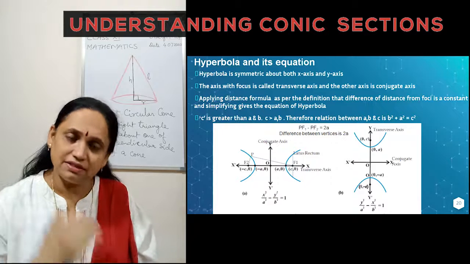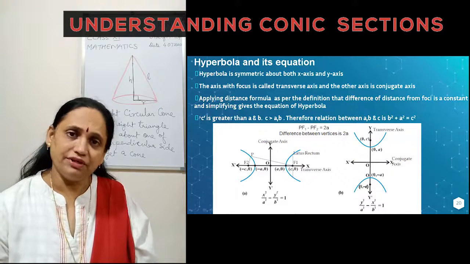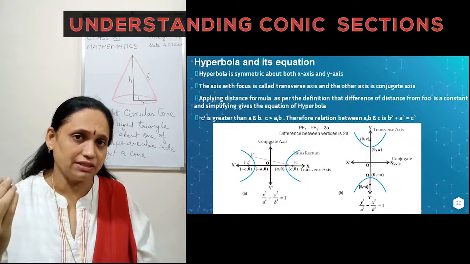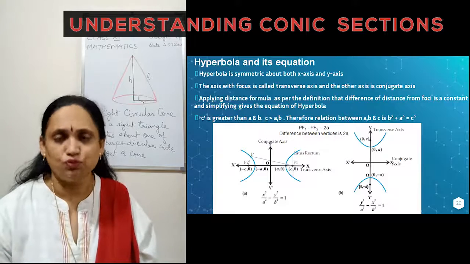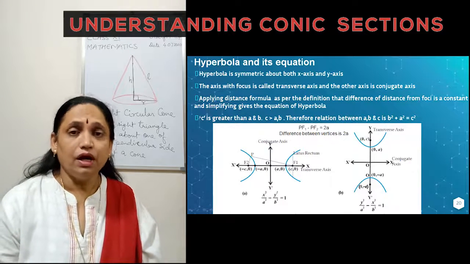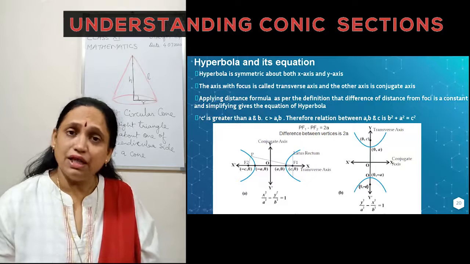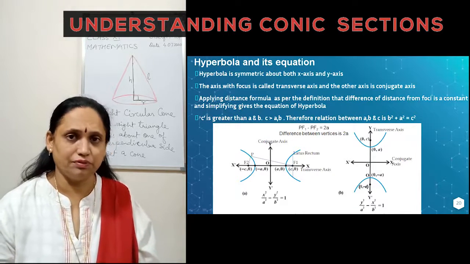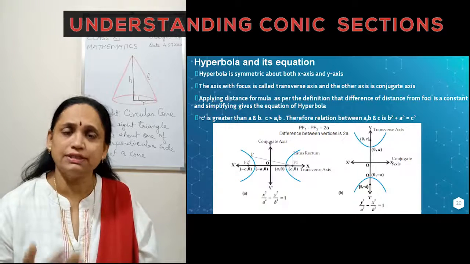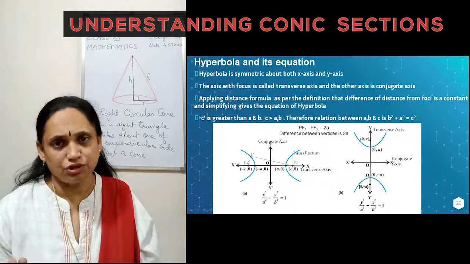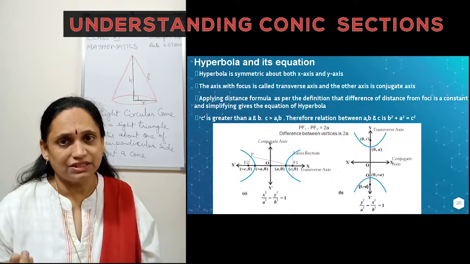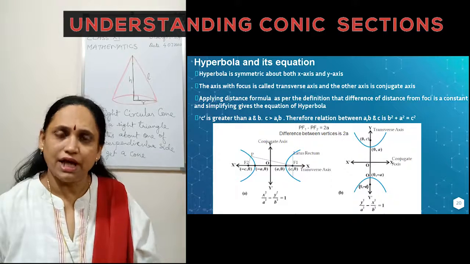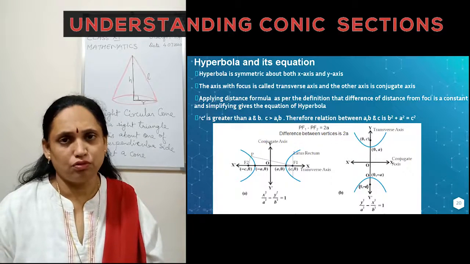Similarly, if the y-axis is the transverse axis, then the equation of hyperbola is y square upon a square minus x square upon b square is equal to 1. Now remember, there is no such rule that a has to be the greatest among these two numbers. The only rule that has to be followed is a square plus b square is equal to c square. That's all. C is the largest, but among a and b, it is not necessary that a only has to be the largest. It could be b also greater than a.